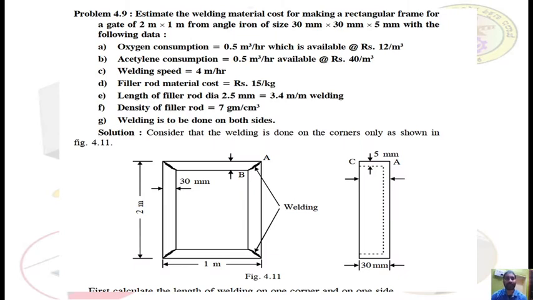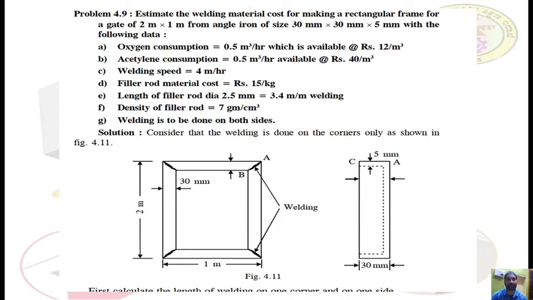Estimate the welding material cost for making a rectangular frame of gate size 2 meter into 1 meter from an angle iron of size 30 mm, 30 mm into 5 mm, with the following data. Oxygen consumption is 0.5 meter cube per hour, which is available at rupees 12 per meter cube. So if you weld for 1 hour, we require 0.5 meter cube of oxygen, which is available at a cost of rupees 12 per meter cube.